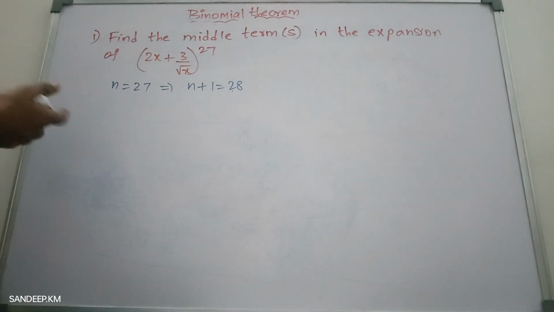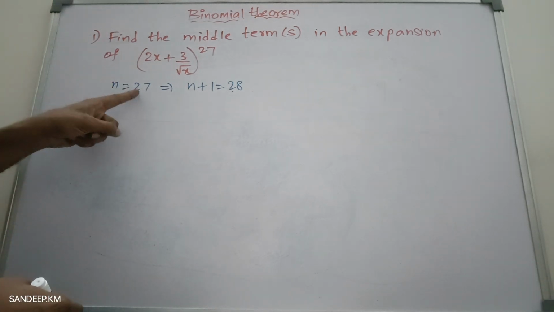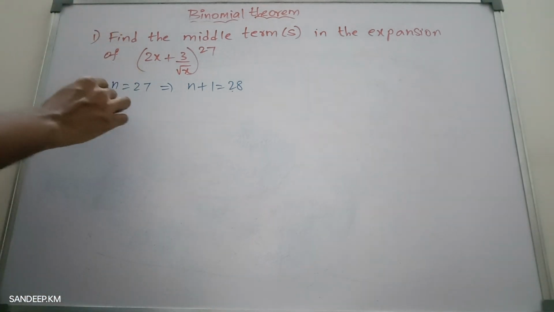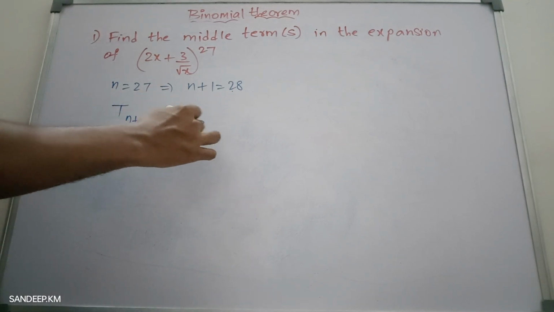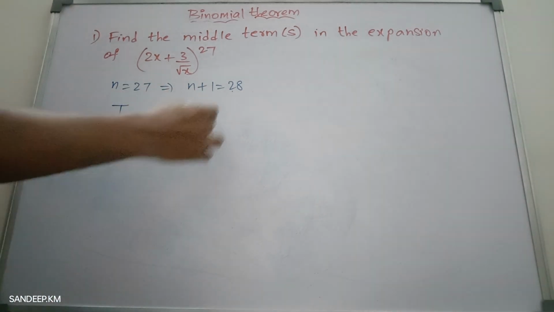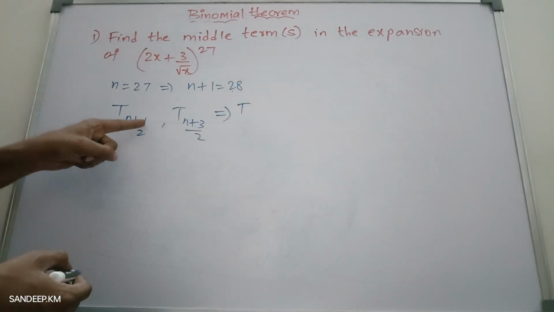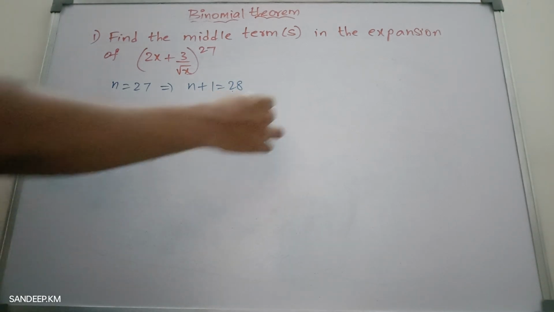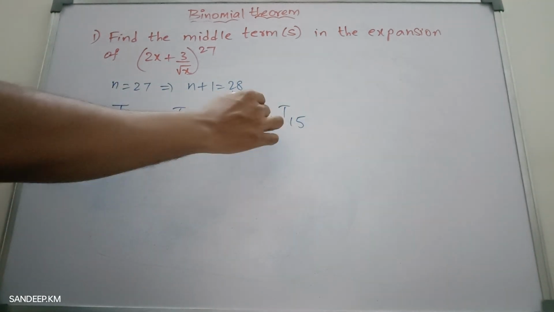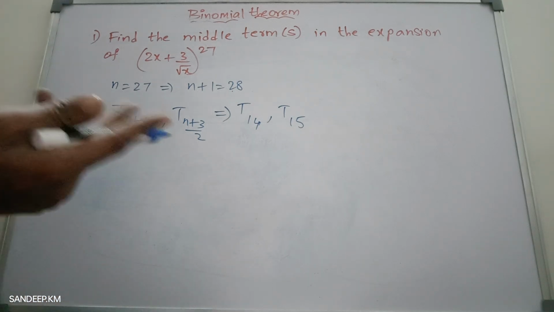Or else, using the previous concept, we can say that when n is odd, we have got two middle terms. Who are the two middle terms? T((n+1)/2) and T((n+3)/2). The n value is 27, you substitute: 27 plus 1 is 28, 28 by 2 is 14. So T14 is the first middle term, and obviously T15 is the next middle term. And let us find those two middle terms. So in this question, two middle terms are possible.